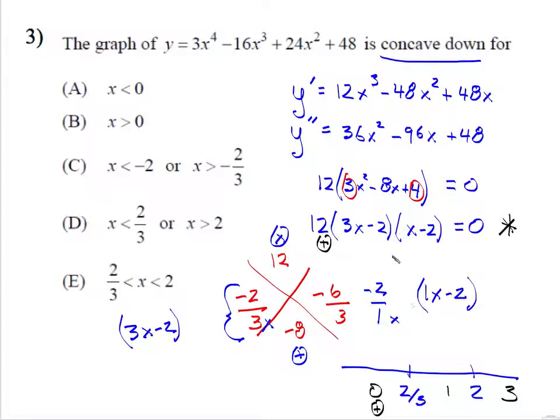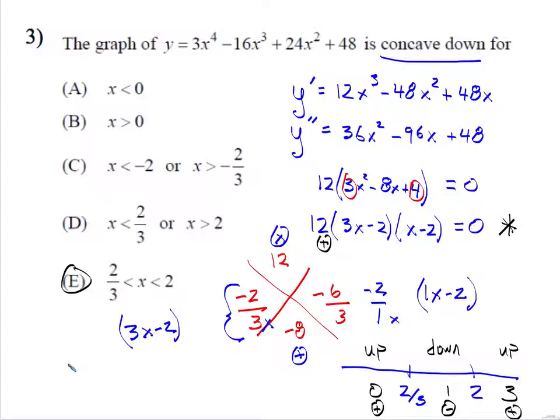If I plug in a 1, that's going to be a positive 3 minus 2, so that's a positive and a negative, which is a negative. And when I plug in a 3, that's a positive and a positive, which is a positive. So this is the double derivative. It's not increasing; this is where it's concave up and down. So this is up, this is down, and this is up again. So it's asking, where is it concave down? It's concave down between 2/3 and 2.